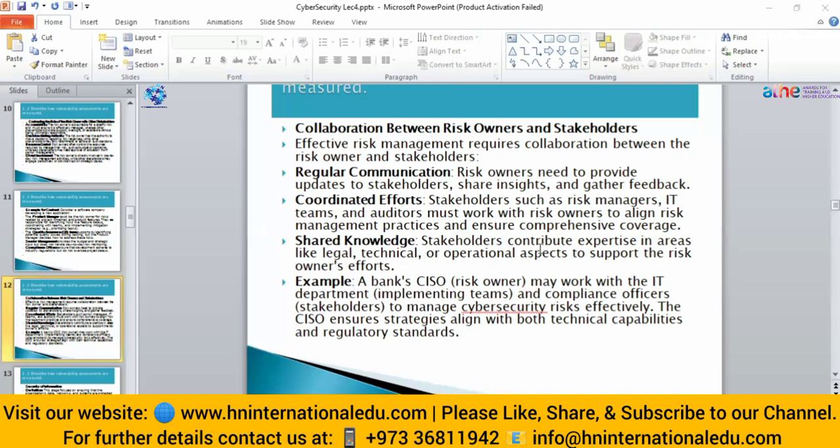Like they have to do regular communication with the stakeholders to gather feedback. They have to coordinate the efforts. Like the risk manager wants to talk daily with their IT team. Like the auditors, who are monitoring these people, have to monitor that. For example, in a bank, we have a security officer who is the risk owner, who may work with the IT department and the compliance officer to manage their cybersecurity risk effectively. This person will ensure that the plans meet both the technical capabilities and regulatory standards against the risk.